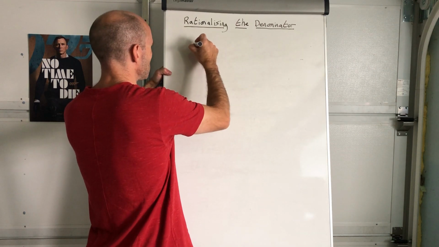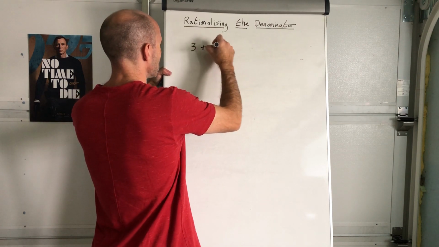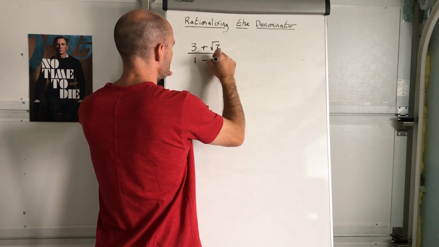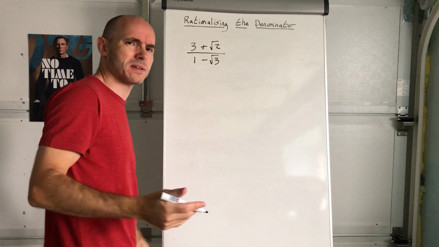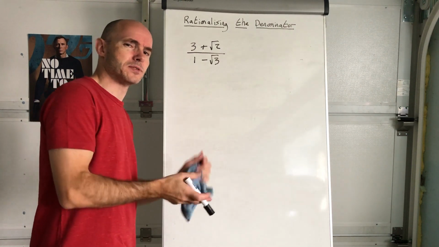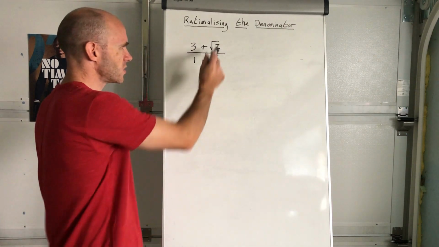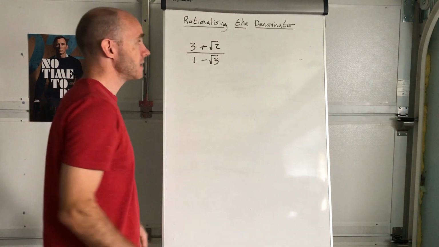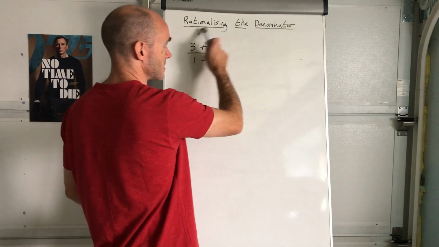Let's just have something like this. So (3 plus root 2) over (1 minus root 3). Okay, so it's obviously a slightly difficult looking fraction to simplify, isn't it? Because I've got a surd on the top and a surd on the bottom. But the objective, as ever, is this. We'll go back to the title, Rationalising the Denominator.